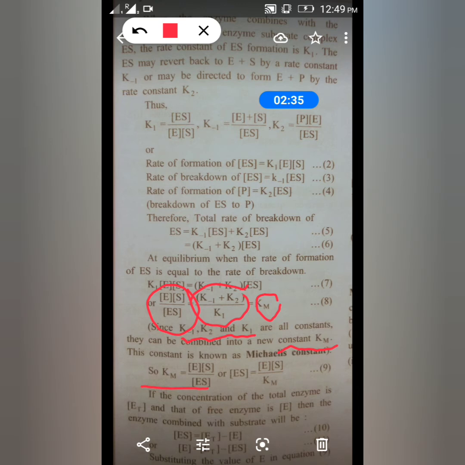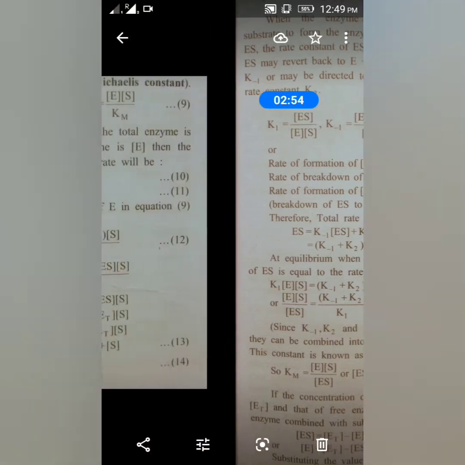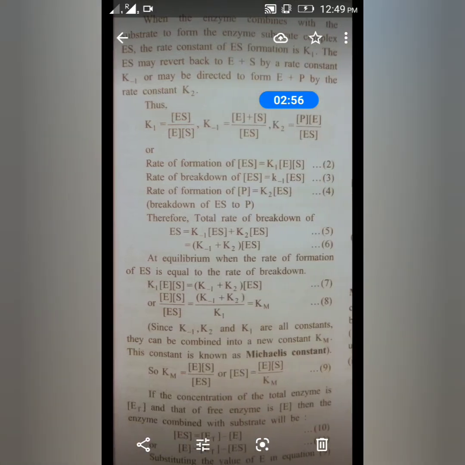Or if you take the E this side and the ES this side, we will get this equation: enzyme substrate concentration is equal to E plus S divided by Km. So now we get equation 9. Okay, so I hope till here equation 9 is clear.